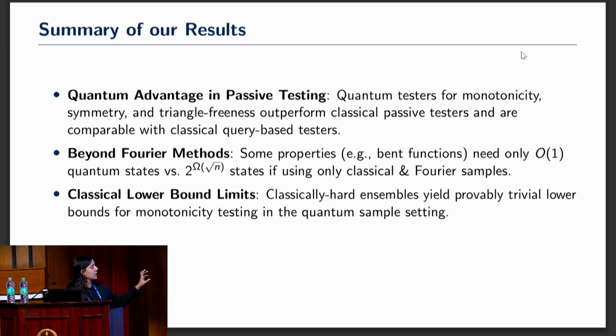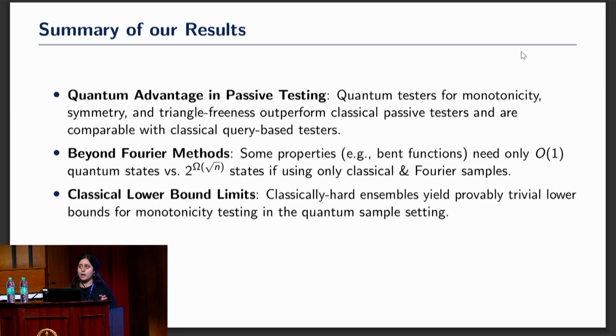Our next result is an exploration of lower bounds. In property testing, lower bounds are known to be notoriously hard. For monotonicity, there are ensembles that we know yield provably optimal lower bounds. There are two papers on this. First, the original paper on monotonicity by Goldreich et al., and then a second paper by Hadley-Black. Both of these find ensembles of functions that give you provably tight lower bounds in the classical setting.